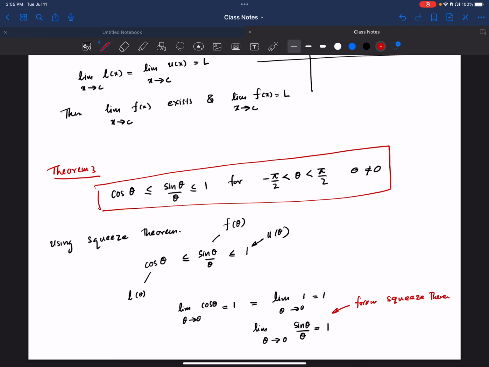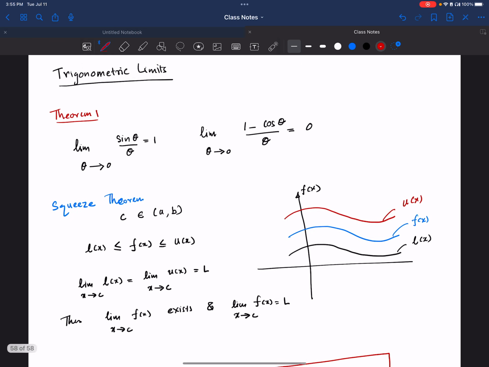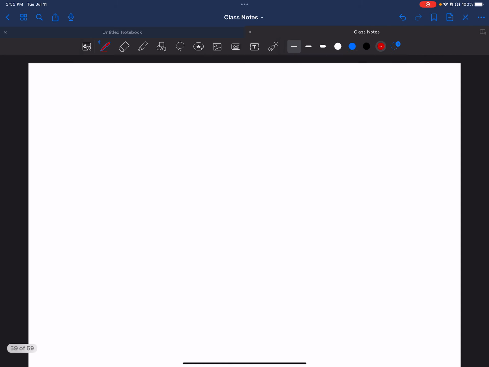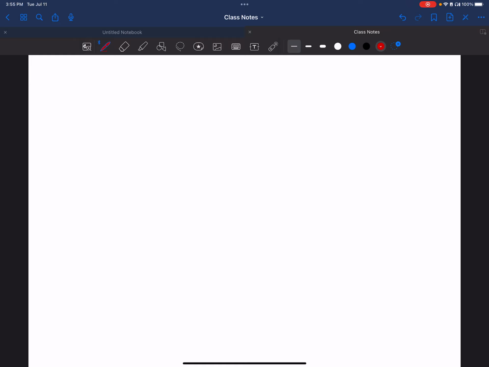Now, what about the second part? The second part would be this, 1 minus cosine theta over theta. Let's see how we get that one. The second part is the limit as theta goes to 0 of 1 minus cosine theta over theta. We might need a little bit of simplification here.